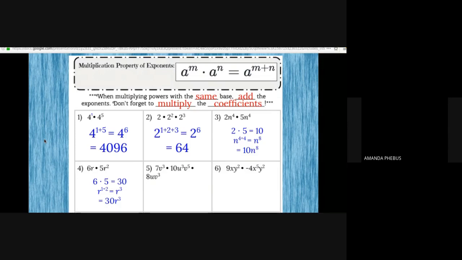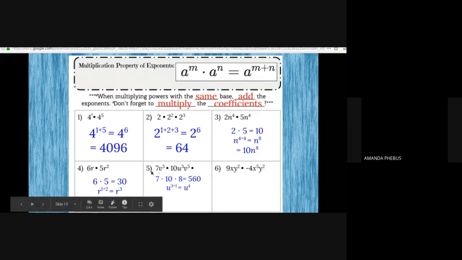All right, for number five, we actually have three things being multiplied. So we've got 7 times 10 times 8. That's 560. We have u to the third. And then down here, there was another u. So that's u to the fourth. And then we have v to the third, v to the fifth. And then down here, I covered it up. There's another v to the third. And if you add all those exponents together, you get v to the 11th. So this is 560 u to the fourth, v to the 11th.